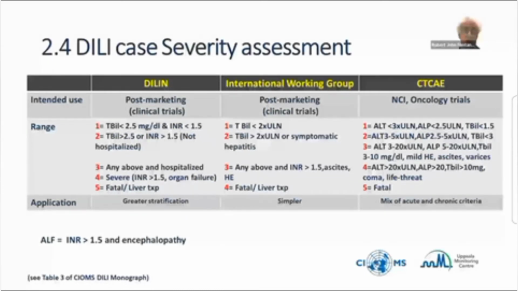And then the CTCAE, which the National Cancer Institute uses for all of its oncology trials, uses a different combination of both laboratory as well as clinical criteria to grade the severity of liver injury. This can become somewhat problematic because of the mixing of both laboratory and clinical criteria, whereas these other ones are simpler. The DILIN scale gives you a range of 1 to 5, whereas the International Working Group is 1 to 4. Acute liver failure across the board, though, is defined as the development of an INR greater than 1.5 with mental status changes in a patient without prior liver injury, which portends a poor prognosis.